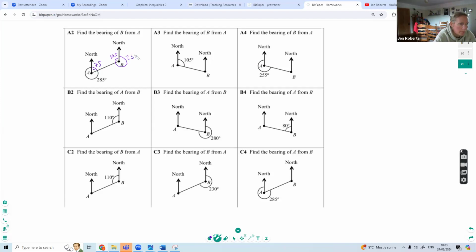Okay, what do we want? We want the bearing of B from A, starting from that A bit there. We're starting from this A bit here. Start from north, go clockwise, 75. Don't forget you need 3 figures, 075.